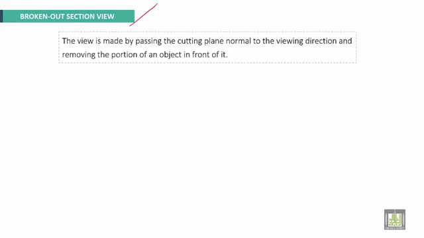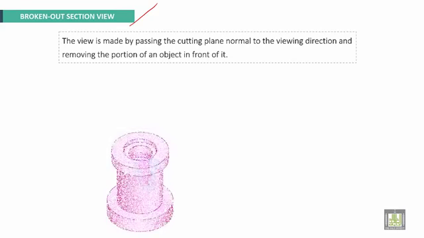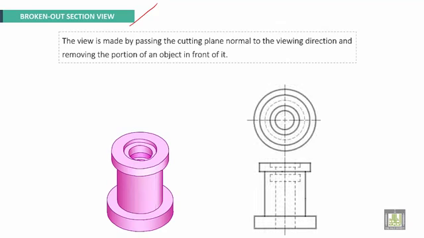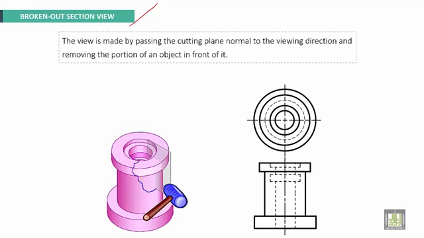Broken out section view. The view is made by passing the cutting plane normal to the viewing direction and removing the portion of an object in front of it. Here we have an example. This is original views. This is a cutting plane. We make now the broken out section to show a detail here. How to represent it? It will be represented by using hand drawing line.